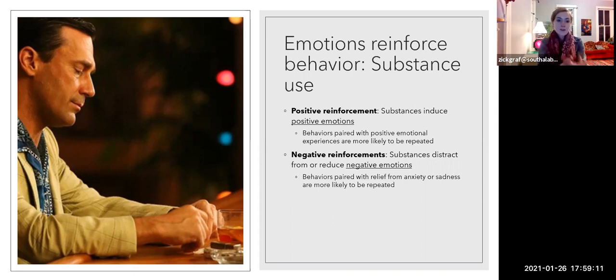And just like in the article that you read about anxiety, behaviors that are paired with relief from anxiety or sadness or any negative emotional state are also more likely to be repeated. And once someone is deep into an addiction, all of their drug taking is usually negatively reinforced, not even by escape from negative emotions, but escape from withdrawal.